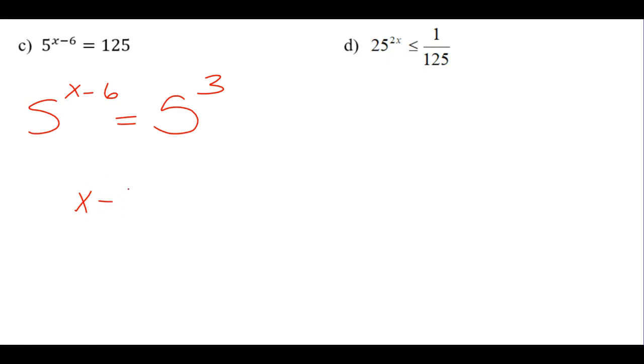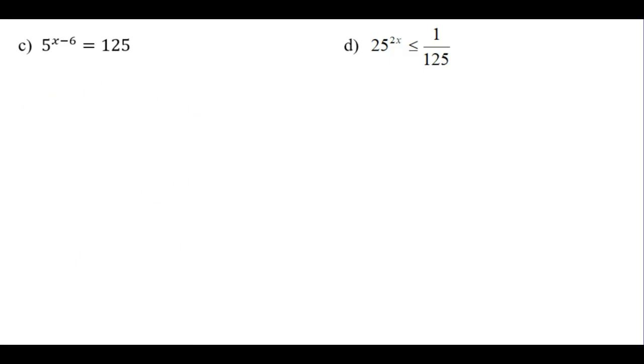So then we take the exponents, we set them equal. What does x have to be? 9. Good. How many of you got 9? Good. C was like a level 1.5. That's exactly what I did.